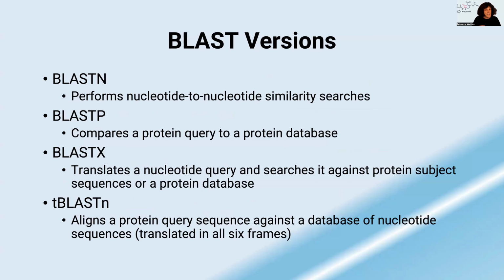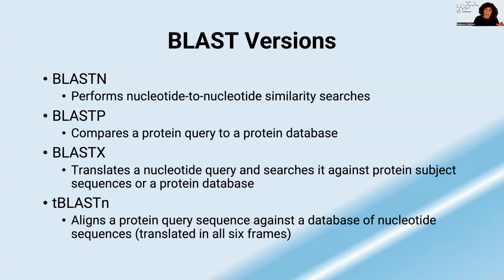There are 4 versions of BLAST that we have in BV-BRC. BLAST-N, which is nucleotide to nucleotide. BLAST-P, which is protein to a protein database. BLAST-X, which is taking your nucleotide query and then searching it against protein subject sequences or a protein database. And then there's TBLAST-N, which is taking a protein query sequence and comparing it to a database of nucleotide sequences that are all translated in 6 frames.